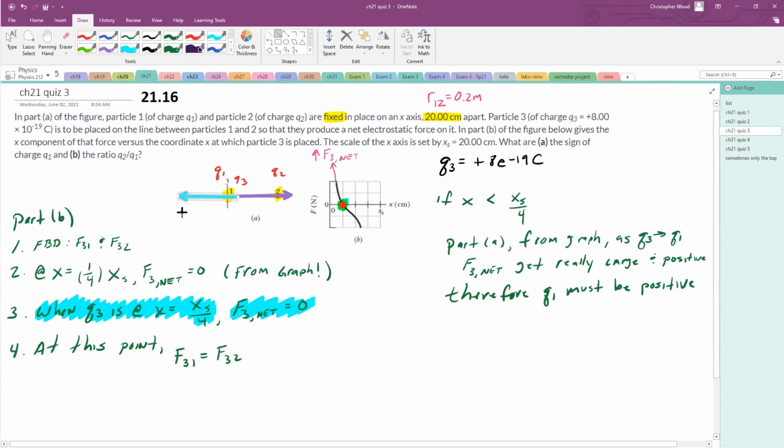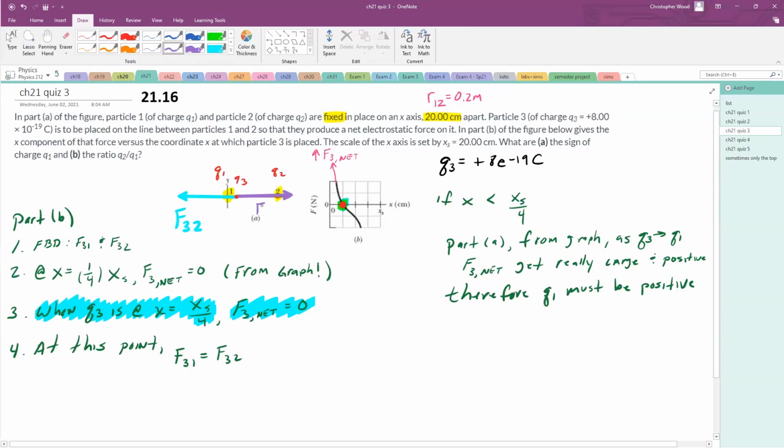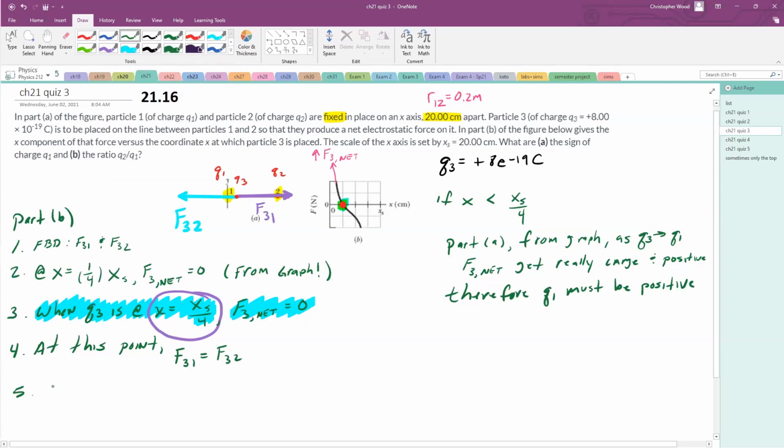And I know for a fact I can label this F on 3 from 2, and I know for a fact that I can label this F on 3 from 1, because 1 is positive. All right. And if they're at this magic point right here, at this point, they are perfectly offsetting each other. So let's just go to Coulomb's law.